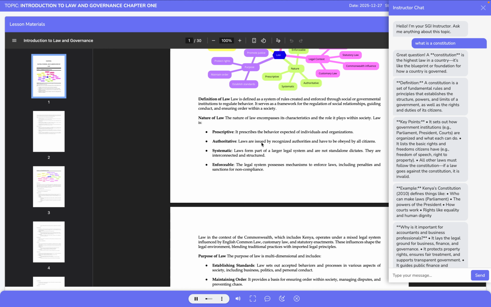Another defining feature of law is that it is systematic. Law does not exist as isolated rules, but as part of an interconnected legal system. Constitutional law, statutory law, case law, and delegated legislation work together to form a coherent structure.